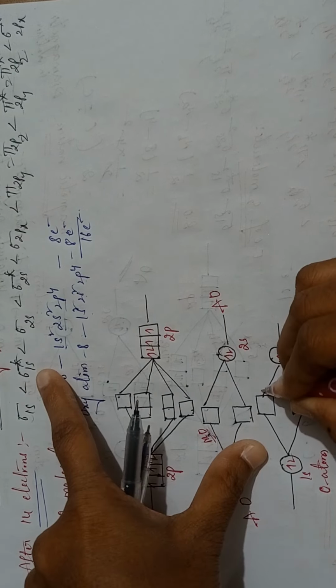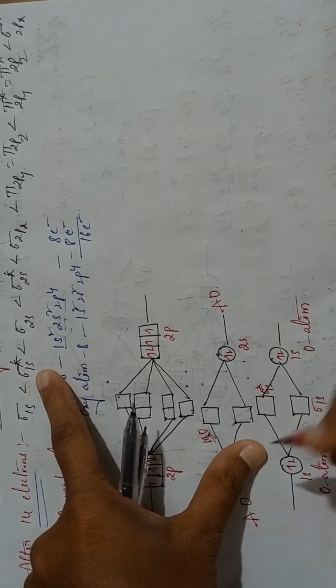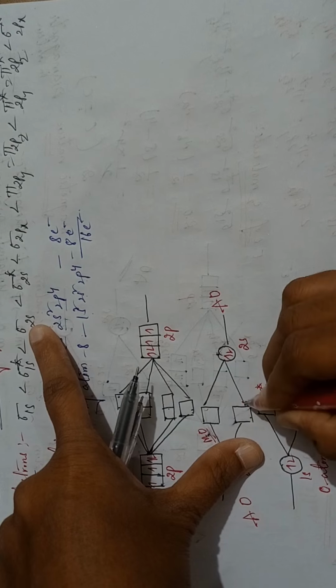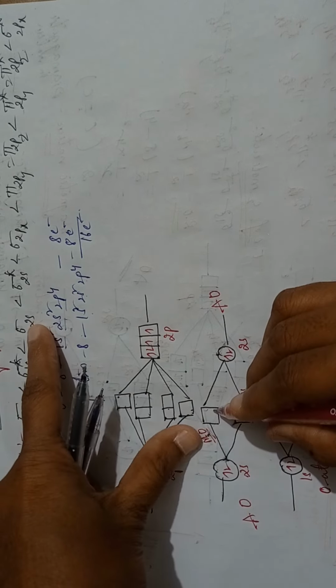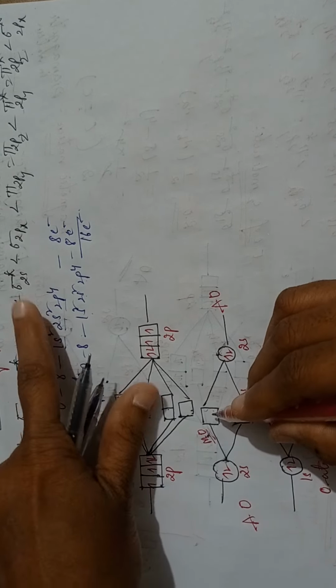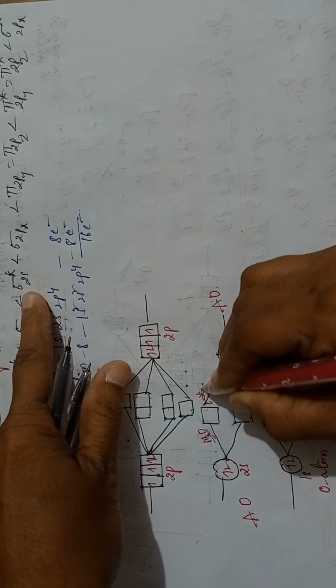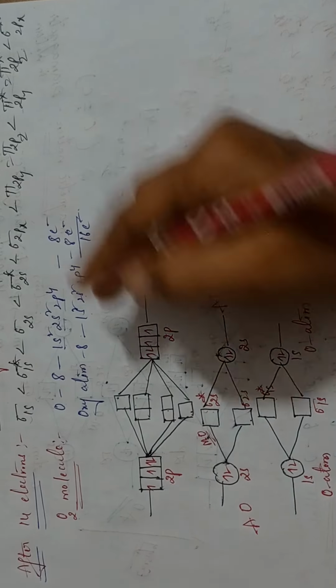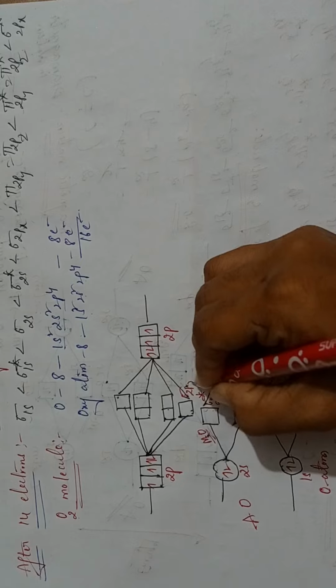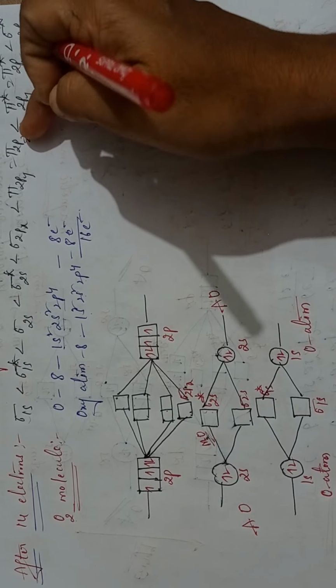This is sigma star 1s. This orbital, which one? Sigma 2s. This orbital is sigma star 2s. Clear? Sigma star 2s. Next to it, sigma 2px.